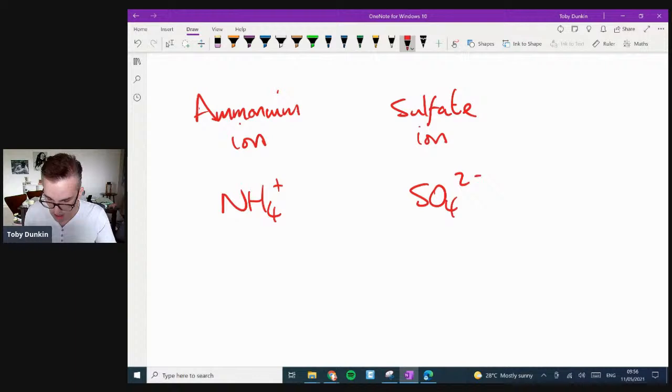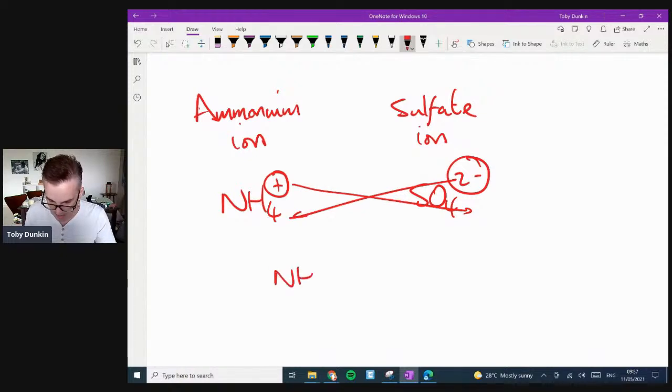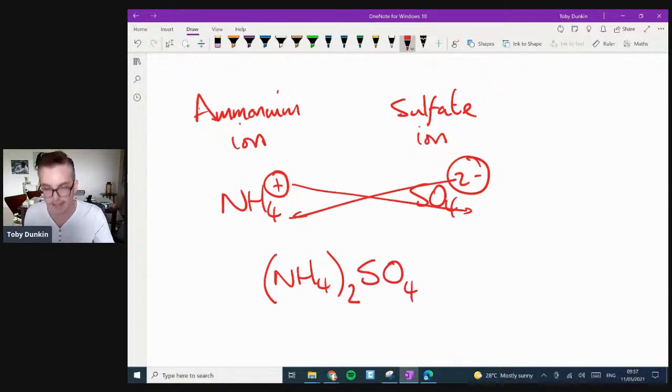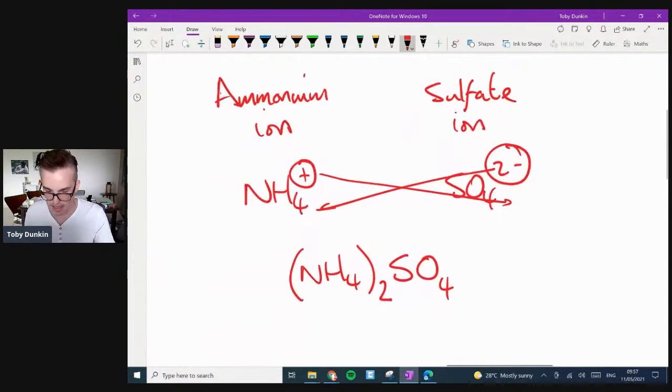SO4 2 minus. We've got to do the cross and down trick. I'm going to need 2 pluses to cancel out the 2 minus. So I'm going to have to bring that 2 down, put it in a bracket so it doesn't look like 42, and I get SO4 1.